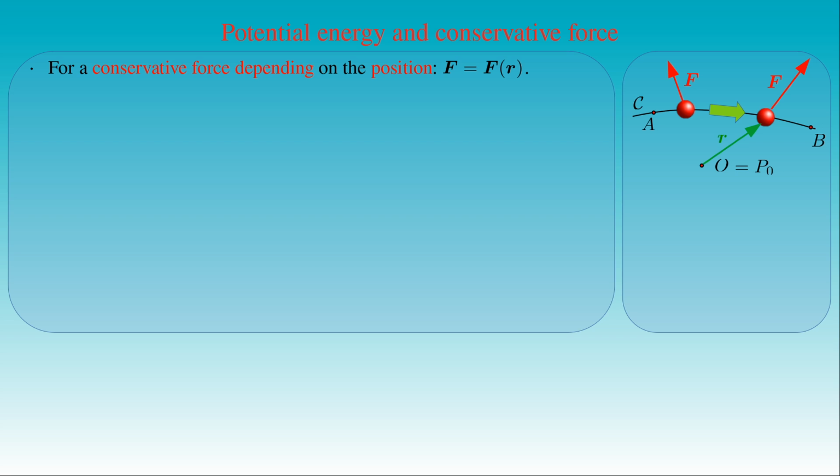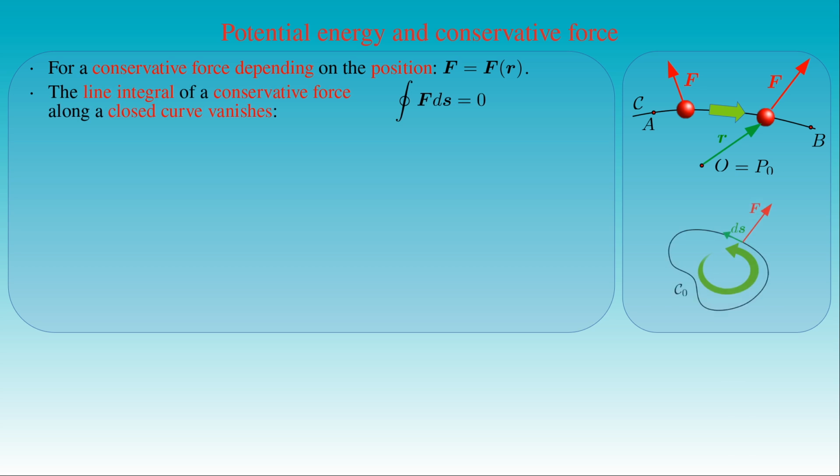The definition of potential energy also shows that the conservative force F determines the potential energy and vice versa. By definition, the line integral of the conservative force F along an arbitrary curve depends only on the endpoints of the integration, and the line integral along a closed curve vanishes identically. In other words, the line integral of the force F with respect to the arc length s along an arbitrary closed curve C0 is equal to 0.